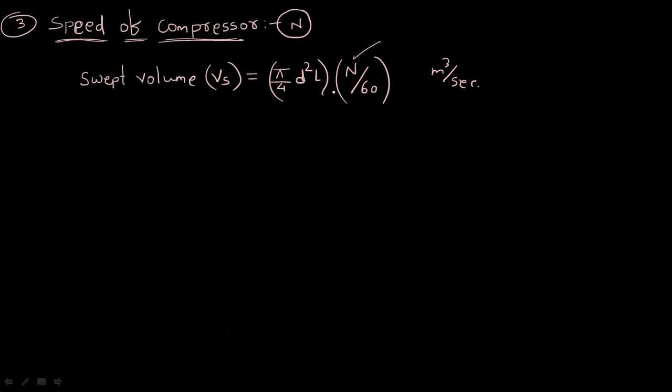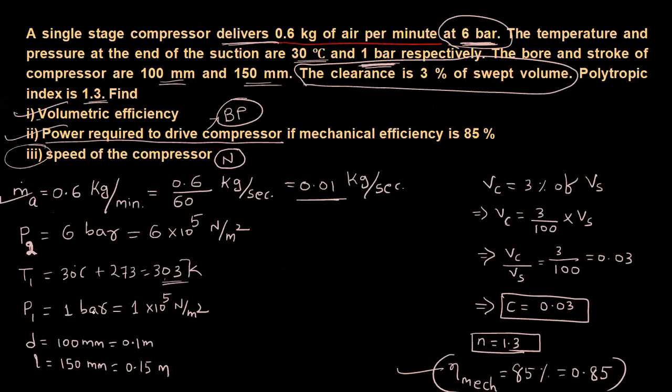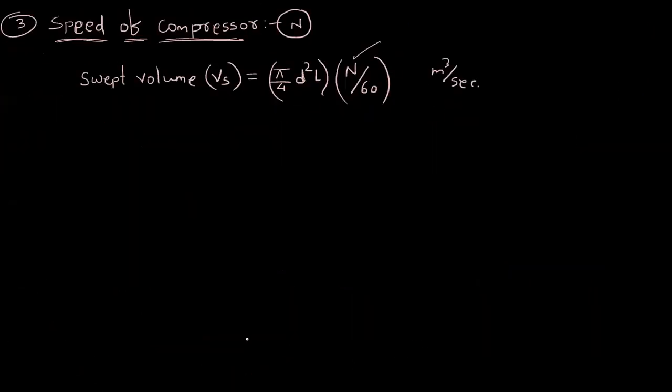The diameter is given in the question. Length is also given. Both are given in the question, and the N value we have to calculate. That is our aim. On the right hand side, diameter is given, length is given, N we have to calculate. On the left hand side, this swept volume is there. Once we get the value of the swept volume, we can get the value of N.